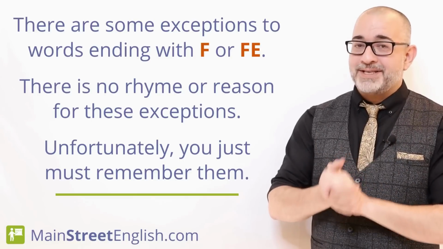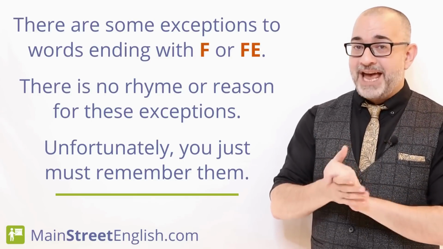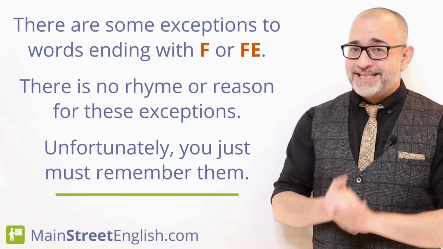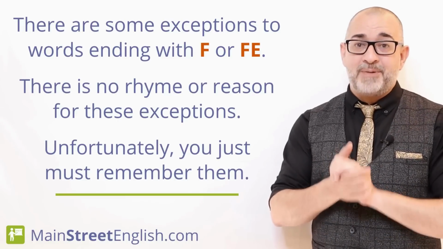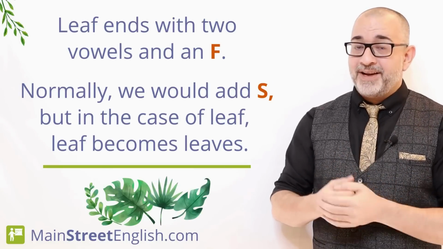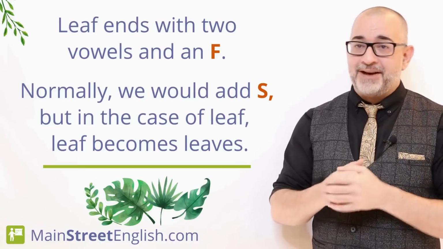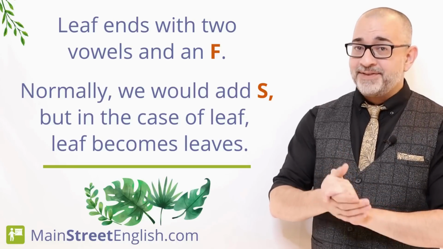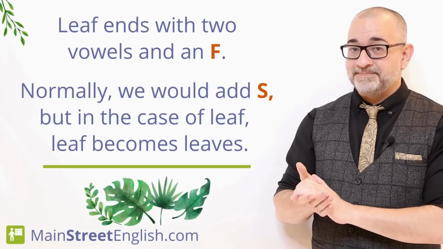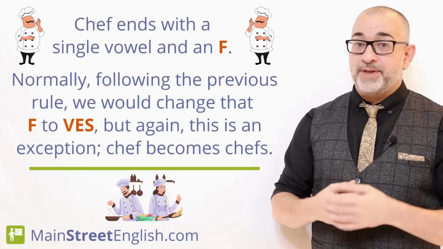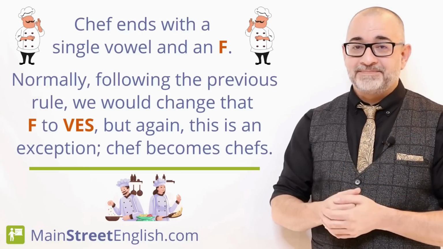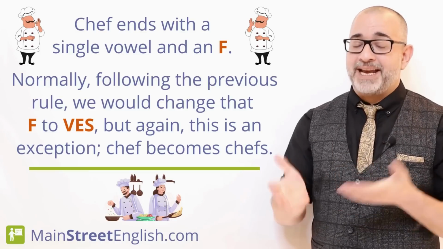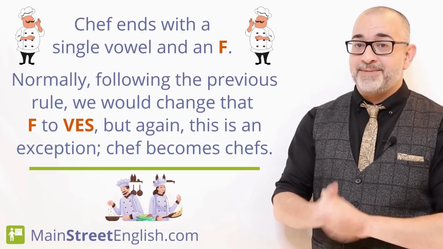And again, there are some exceptions to words ending with F or FE. There is no rhyme or reason for these exceptions. Unfortunately, you just must remember them. Leaf ends with two vowels and an F, so normally we would just add S. But in the case of leaf, leaf becomes leaves. Chef ends with a single vowel and an F. Normally, following the previous rule, we would change that F to VES, but again, this is an exception. Chef becomes chefs.